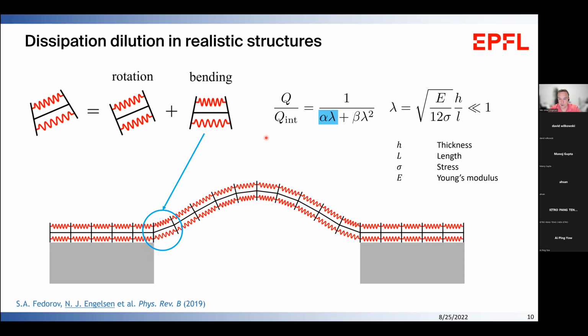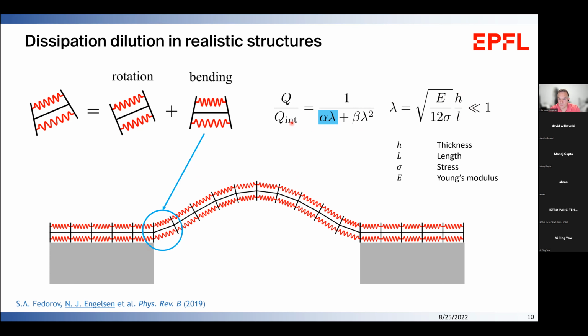And we can compute then the dilution factor, so the quality factor of the device divided by the intrinsic quality factor for a string. And it has these alpha and beta factors that are geometry dependent. So they depend on the exact resonator geometry. And this alpha lambda factor comes from the curvature near the clamping points. And the beta lambda squared factor is from the distributed curvature over the entire mode of the mechanics. And this lambda is dependent on the aspect ratio.